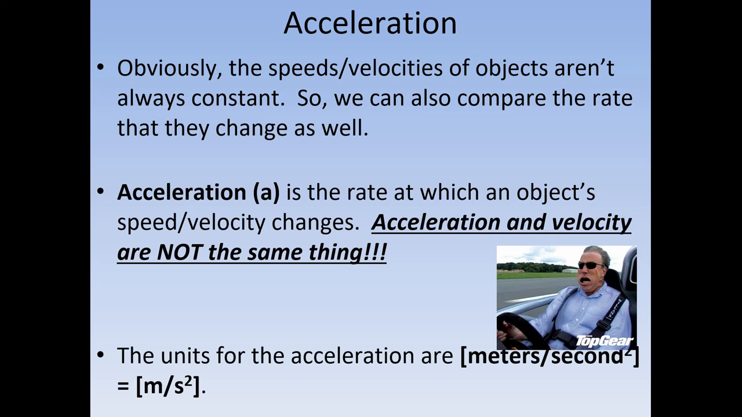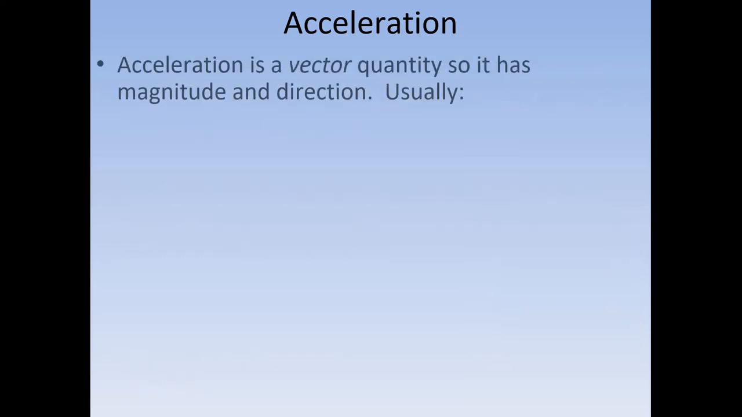The units for acceleration are meters per second squared. So again, you want to be able to recognize this unit and immediately think acceleration. Once again, acceleration is a vector. I had given you a list of all the vectors before. Acceleration is another really big example of a vector. And like with all vectors, it has magnitude and direction.